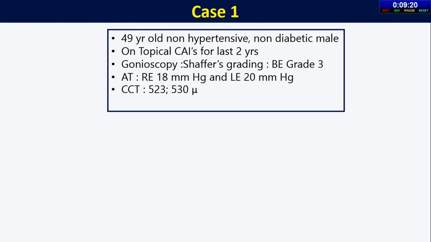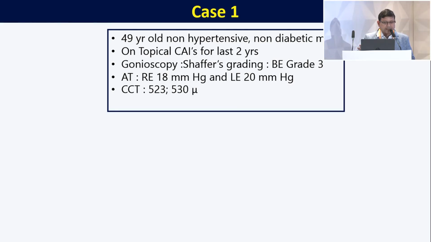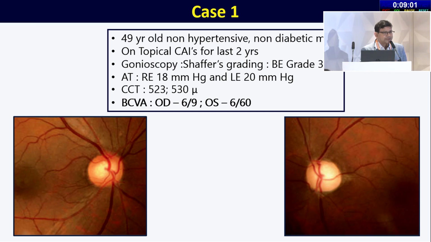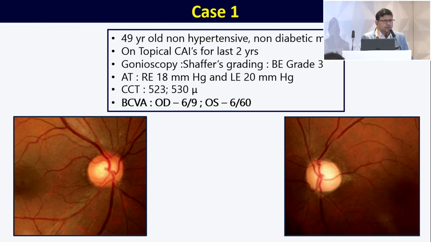A 49-year-old, non-hypertensive, non-diabetic male. The patient has been on topical carbonic anhydrase inhibitors for the past 2 years. Open angles, pressures are normal. The only thing that stands out is that the right eye visual acuity is okay, but the left eye has grossly diminished vision. Now, if we look at both the discs, does anything stand out to anyone? It's very obvious that in the left eye there looks to be something abnormal going on, but it's more of a pallor rather than cupping.